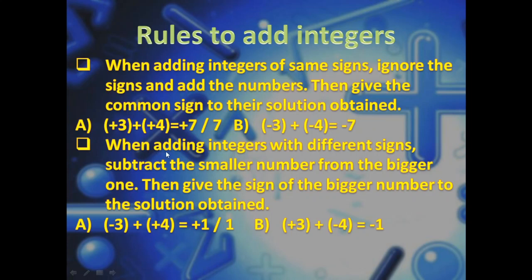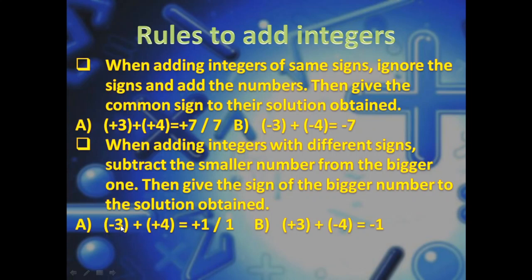Coming to the second rule, when adding integers with different signs, that means both my numbers have opposite signs. If one is positive, the other will be negative. If such is the case, subtract the smaller number from the bigger one. Then give the sign of the bigger number to the solution obtained. To understand this statement better, let's have a look at an example.